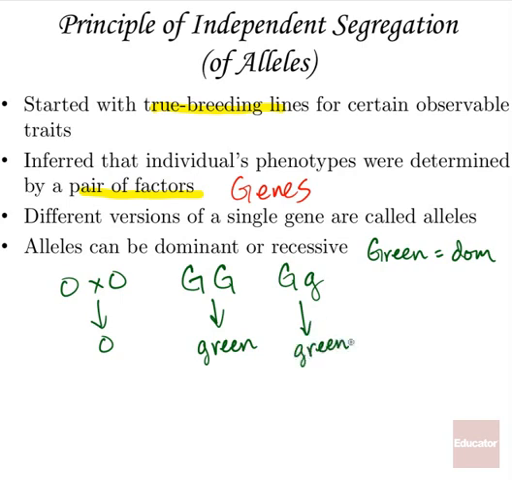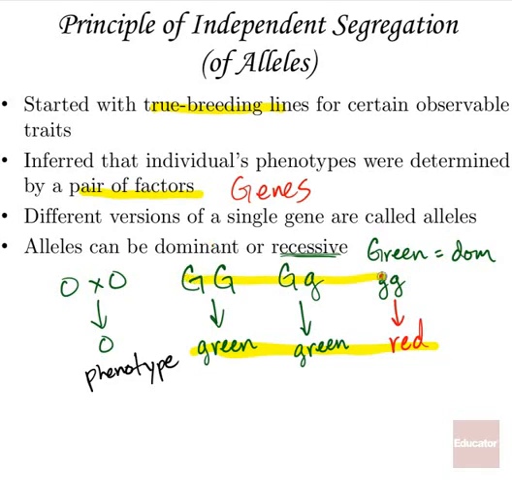And only something with two recessive alleles will be a different phenotype. In this case, let's say it's a red. Right? So your observable phenotype, which is these, is what is called a phenotype. And your genetic composition, which is this stuff, that would be your genotype. All right? Good.